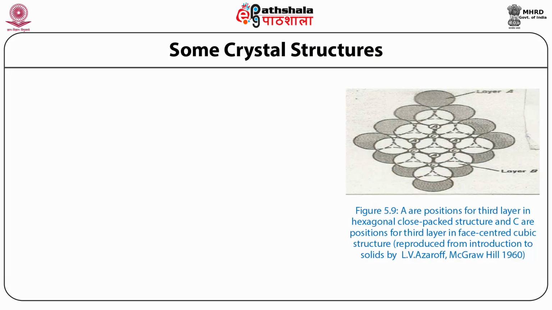HCP. Figure 5.9 shows another way of representing close packed structures. A are positions for third layer in hexagonal close packed structure, and C are positions for third layer in face-centered cubic structure. This representation is reproduced from Introduction to Solids by L.V. Azaroff, published by McGraw-Hill, 1960.